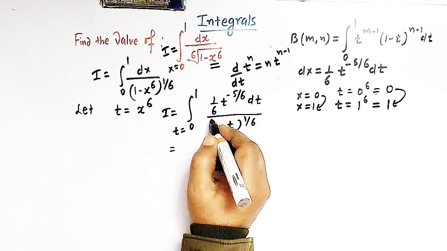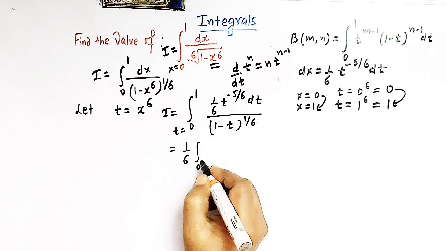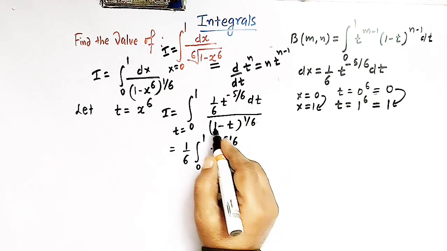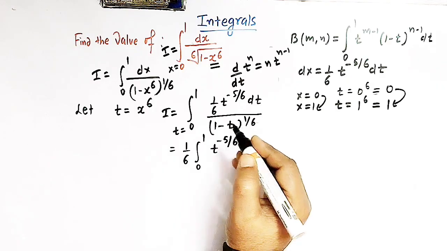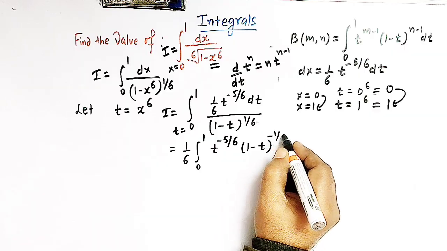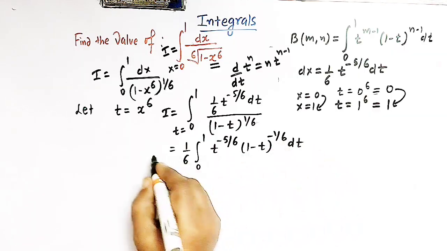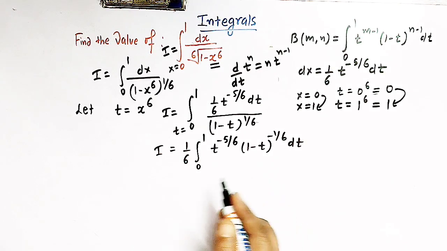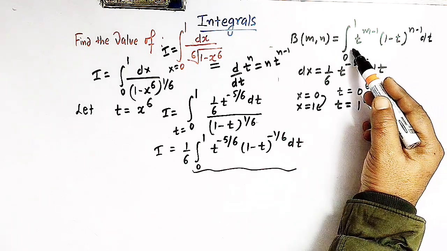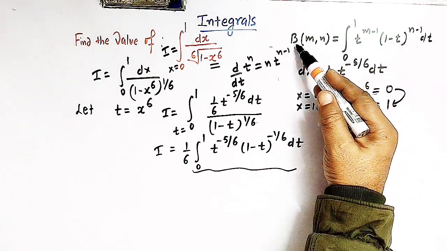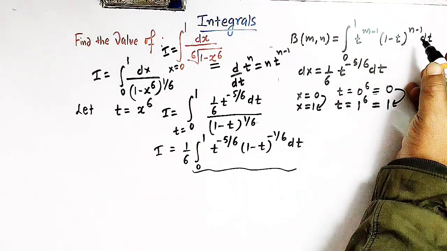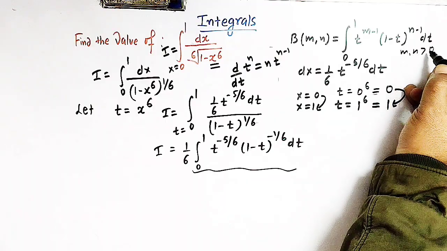So now taking 1 over 6 outside the integral, we have 0 to 1, and then we have t raised to minus 5 over 6, and taking 1 minus t raised to 1 over 6 to the numerator, we can now write 1 minus t raised to minus 1 over 6, and here we have dt. So now we can easily observe that this integral is similar to the beta function, that is beta(m, n) is the integral from 0 to 1 of t raised to m minus 1 times 1 minus t raised to n minus 1 dt, where m and n are greater than 0.